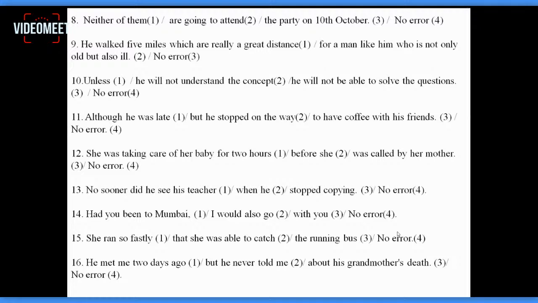Next question. He met me 2 days ago, but he never told me about his grandmother's death. Now again, you need to understand that the error here in the sentence is about, again, the tenses. He met me 2 days ago, but he did not tell me about his grandmother's death. So the correct answer would be he met me 2 days ago. The error is in the second part of the sentence, but he never told me की जगह पे हो जाएगा he did not tell me about his grandmother's death.